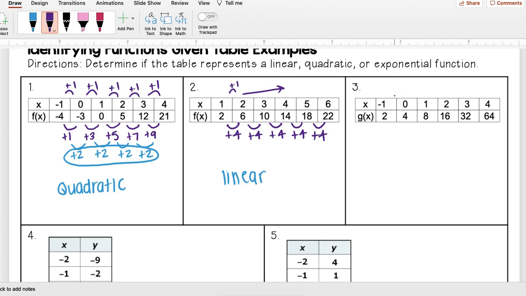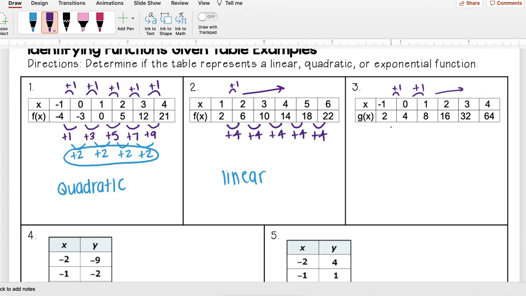Okay, let's try number 3. So for number 3, I see I'm adding 1, and so on. From 2 to 4, I add 2. From 4 to 8, I add 4, add 8, add 16. And then when I go to the second difference, I see I add 2, 4, it's not the same. So if you get to this spot where it's not going to be either, then you probably want to see whether it's exponential. So I'm looking to see, okay, is there a number I'm multiplying by each time?